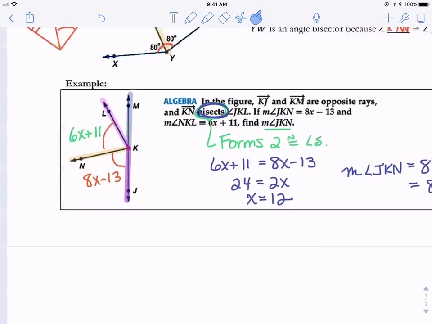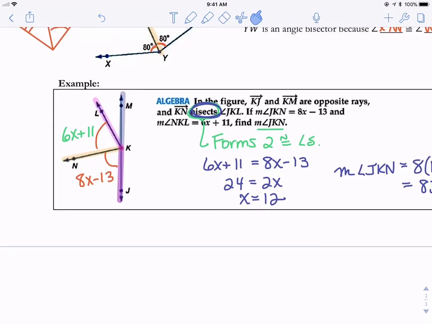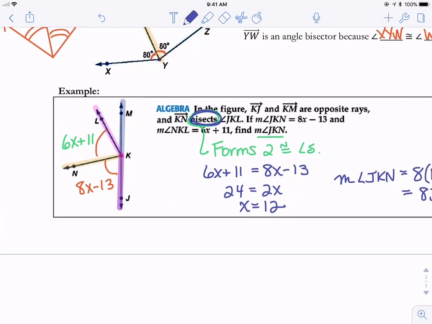Now you can always double check. So this is 83 degrees right here. You can always double check that if you put in 12 on this one, 6 times 12 would be 72, plus 11 is also 83. And that's excellent because we knew that these angles were supposed to be congruent to each other. This is the end of lesson 1-4.